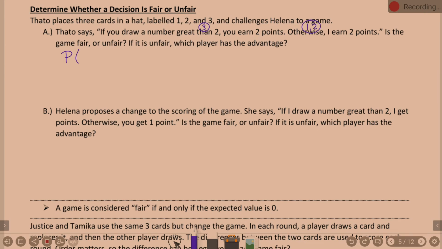Yeah. If Thado wins, he's going to get 2 points, right? And what are the chances that he wins? What's the probability that he wins? 2 out of 3. 2/3, because he's going to win with a 1 or a 2 draw. Should have done this the other way around.